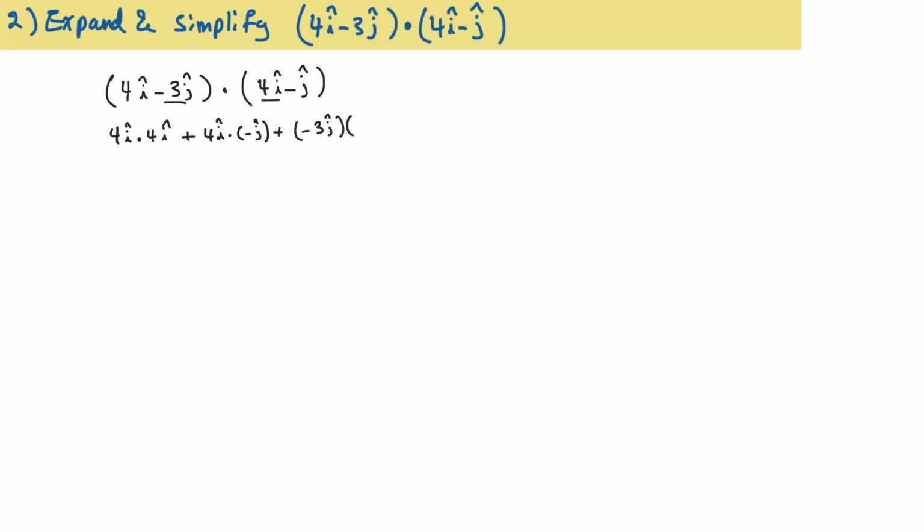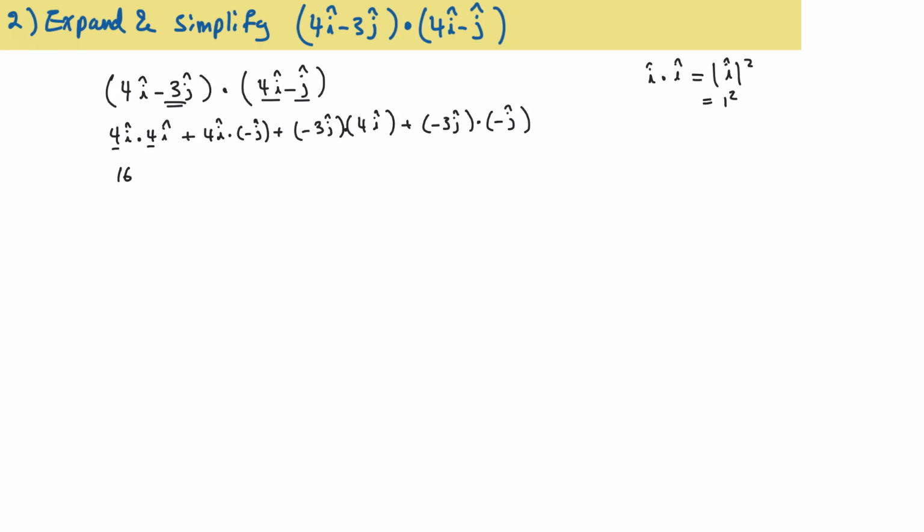3j, 4i, forgot the dots, and finally, what do we have? We got this and this, so we got plus negative 3j dotted by negative j. Fantastic. I'm going to start multiplying out the numbers, so we get 16 here, and i dot i is equal to the magnitude of i squared, which is 1 squared.